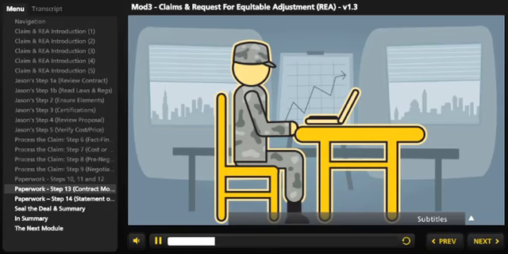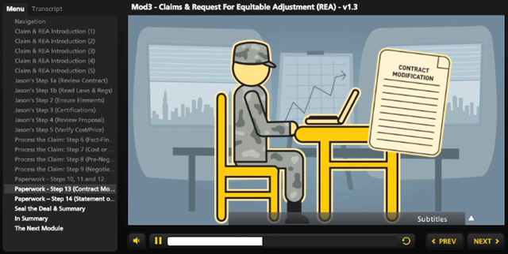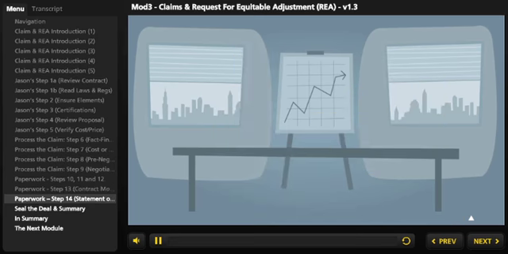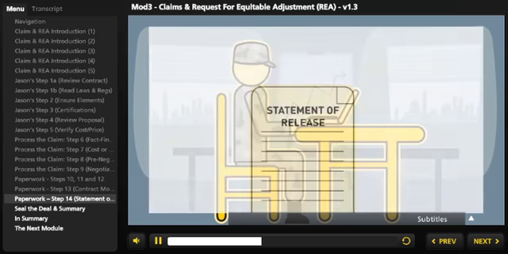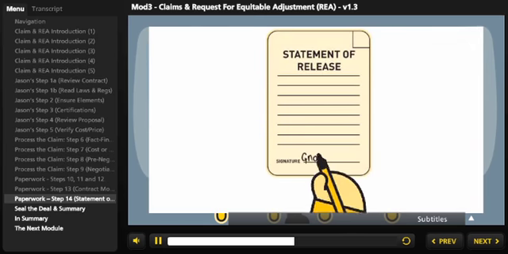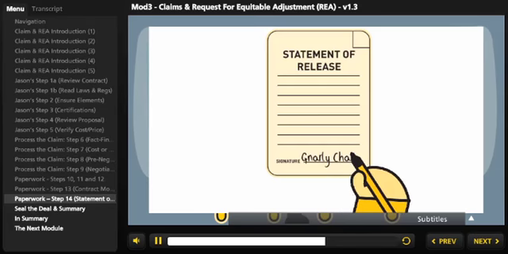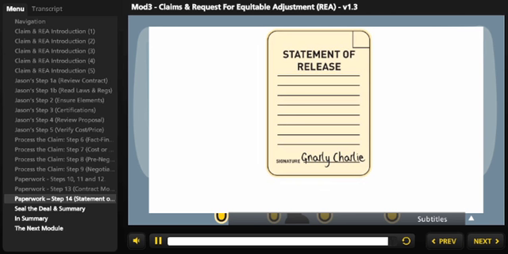A contract modification. In this case, Jason plans to issue a bilateral contract modification to formalize the terms of the negotiation. And finally, Jason composes a statement of release, which will be signed by Charlie. This statement of release ensures the terms of the claim are agreeable in totality to both parties and that they have resolved all the issues relating to the dispute.